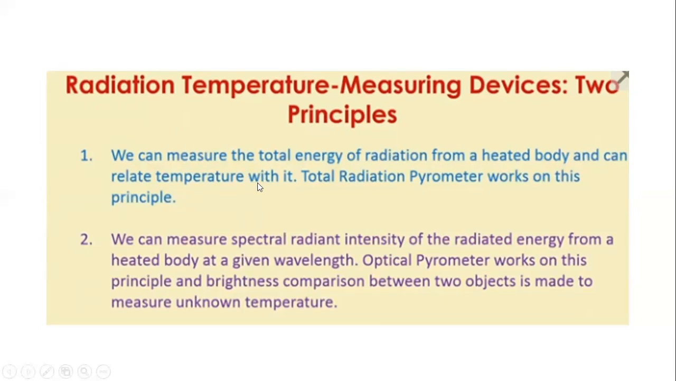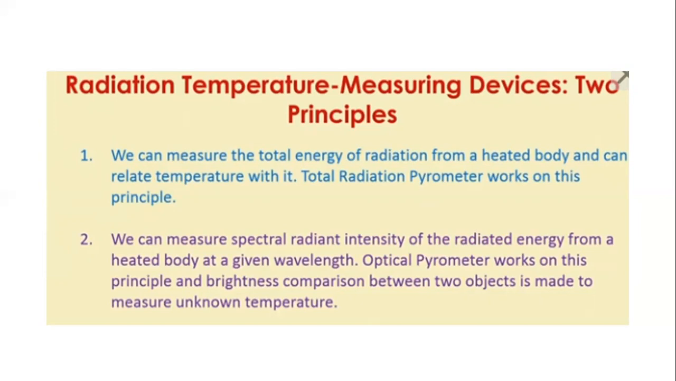First, we can measure the total energy of radiation from a heated body and relate the temperature to it. The total radiation pyrometer works on this principle. That means the total radiation pyrometer is sensitive to all radiation that enters the instrument. It can accept all the radiation coming from the heated body.